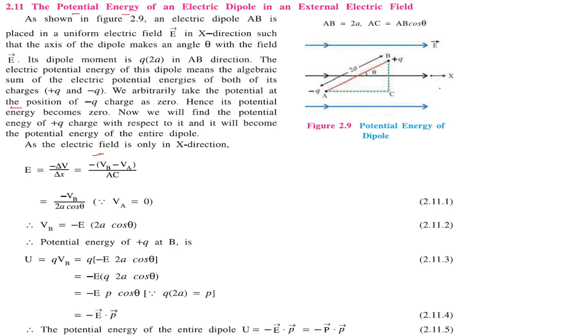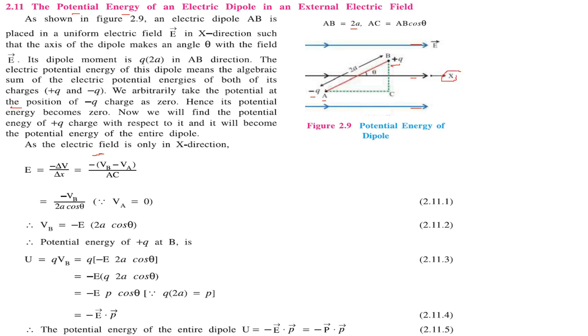So if you see here, this is an electric dipole. We have A here, B here. So at A there is a minus Q charge, at B there is a plus Q charge, and the distance between this A and B, this AB, is 2A, right? Now this electric dipole is placed in a uniform electric field. You can see that these lines are equidistant, so this shows that this is a uniform electric field E, and the direction is X.